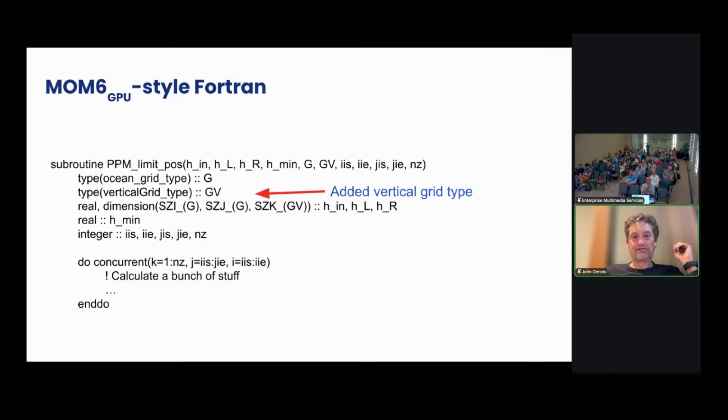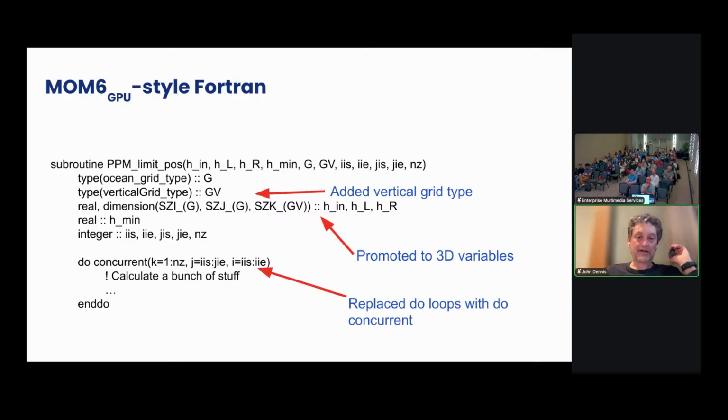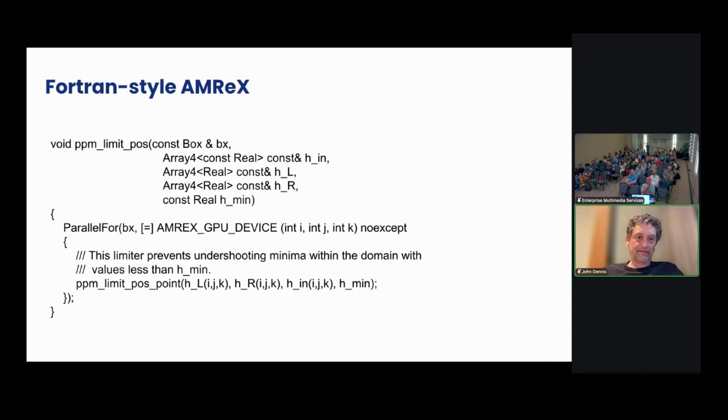Added additional vertical grid types, promoted to 3D variables, so you're exposing more parallelism. And then you replaced the do loops with a do concurrent. So that allows the GPU enablement. And so, minor tweak. Again, it will eventually be in the broader code base. So this is what the C++ looks like. And personally, I think it's very readable, but I'm going to give you pointers so that you can take a look at it yourself and provide feedback.